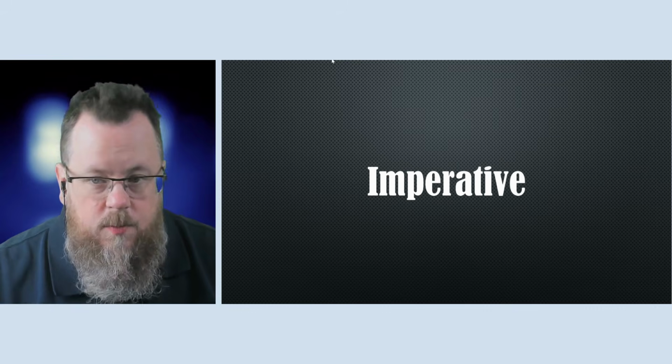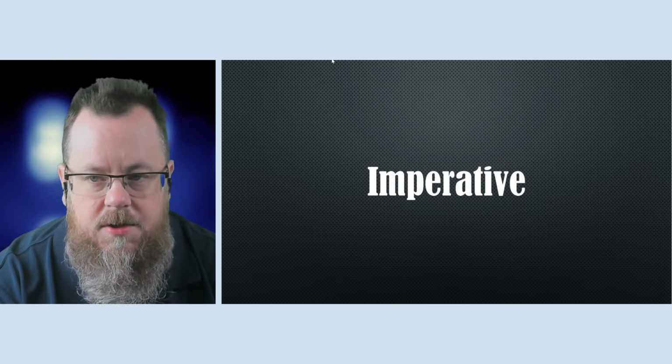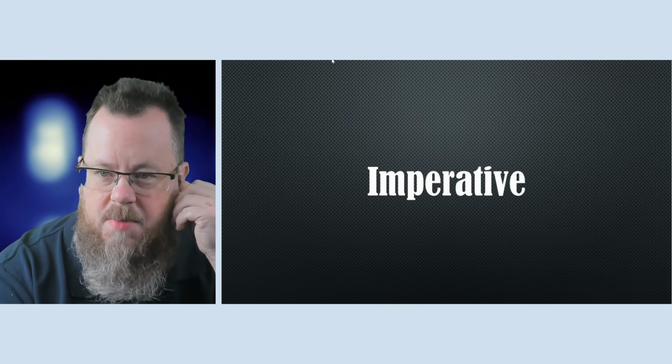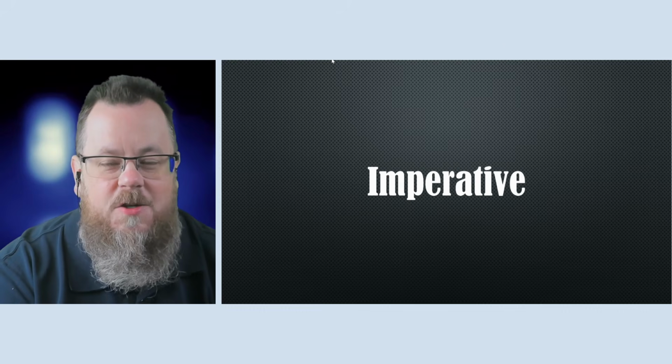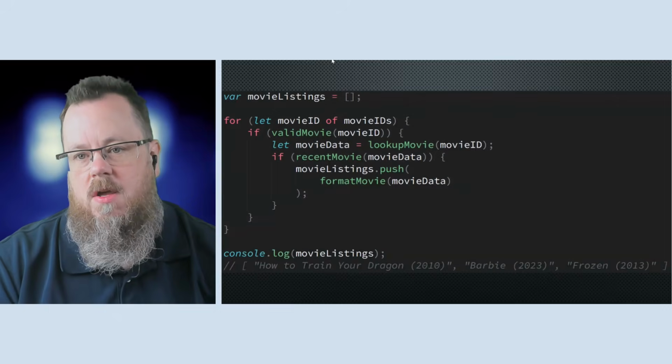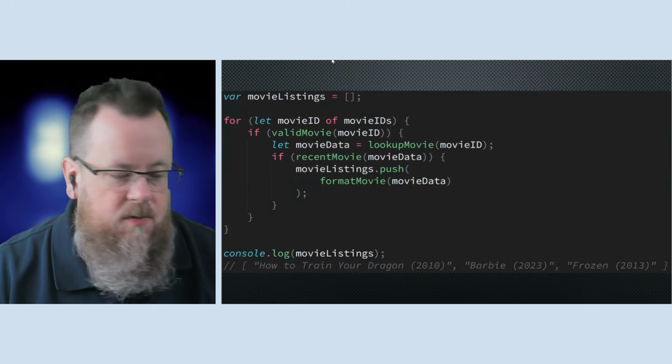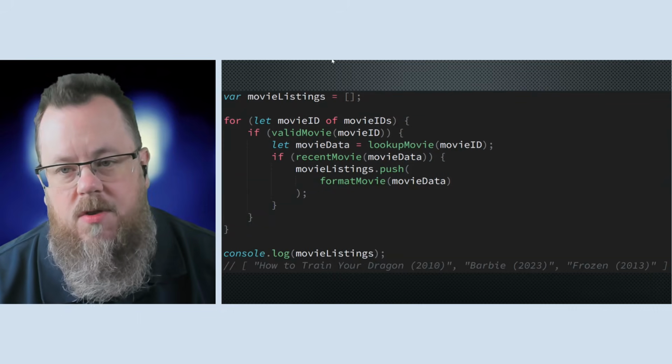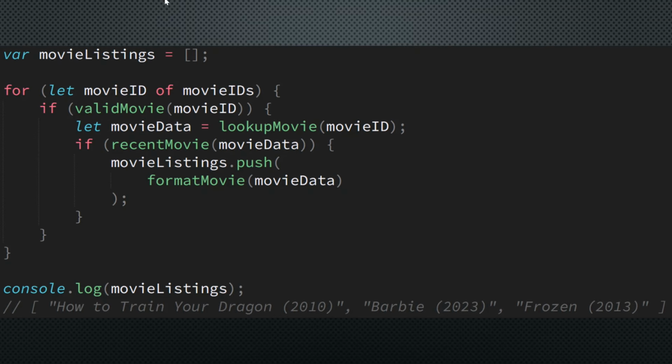So we're going to start with what would be traditionally considered the imperative approach. Imperative is often characterized by for loops and if statements. So that's what you'll notice here. What we want to do is go through our list of movie IDs. We want to check to make sure that we have a valid movie ID because we might have some junk data in there. Then we want to look up the movie, get the movie data entry from that movie.